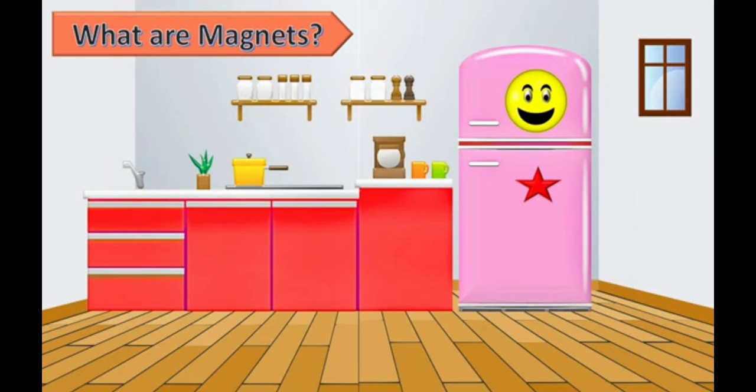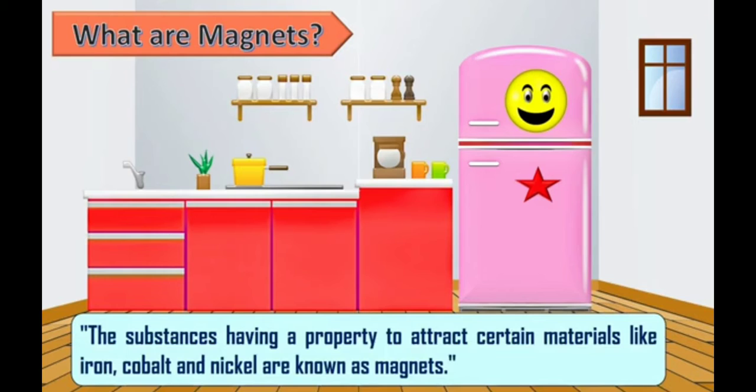See the picture properly. Here you can see so many things. Now you can see a fridge where you can see a smiley which is stuck on the outer face of the fridge. That is a sticker. Such stickers have a small magnetic circular rod behind it so that you can stick it. The substances having a property to attract certain materials are called magnets.